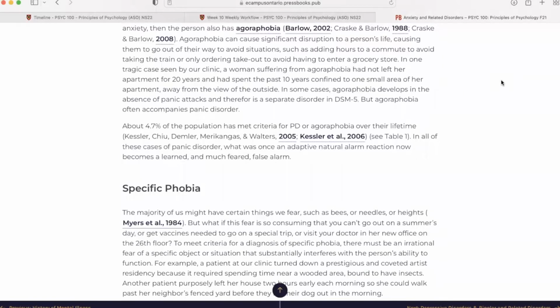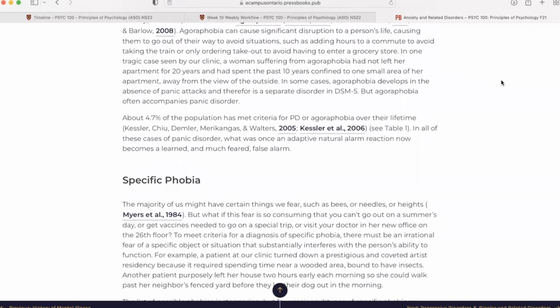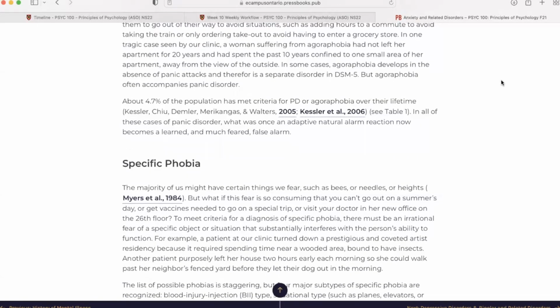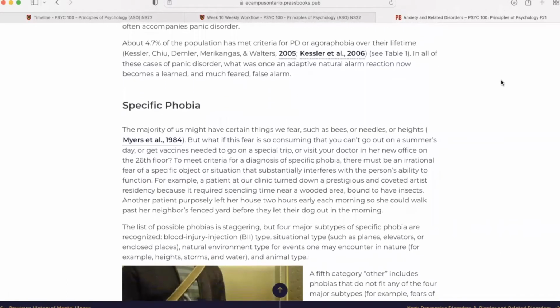In some cases, agoraphobia develops in the absence of panic attacks and therefore is a separate disorder in DSM-5. But agoraphobia often accompanies panic disorder. About 4.7% of the population has met criteria for PD or agoraphobia over their lifetime. In all of these cases of panic disorder, what was once an adaptive natural alarm reaction now becomes a learned and much feared false alarm.